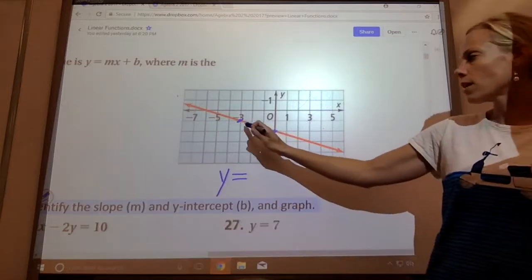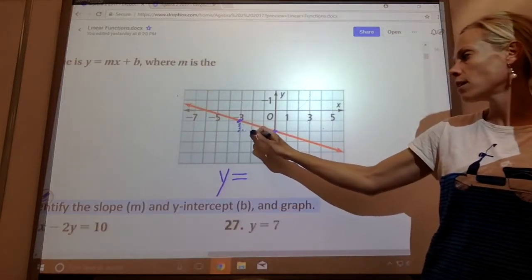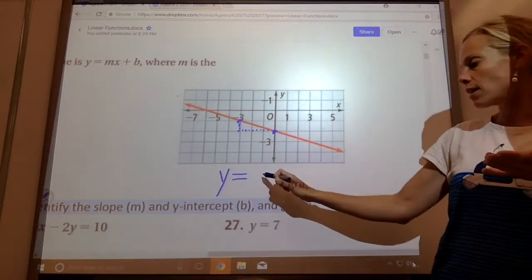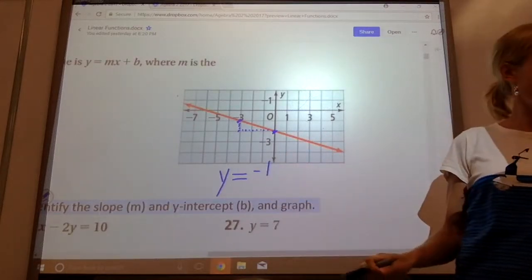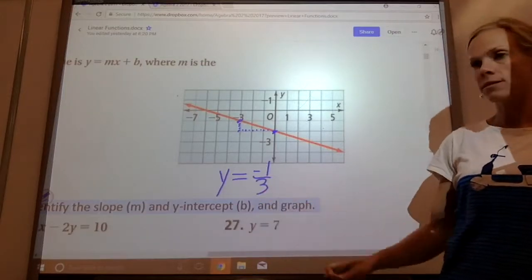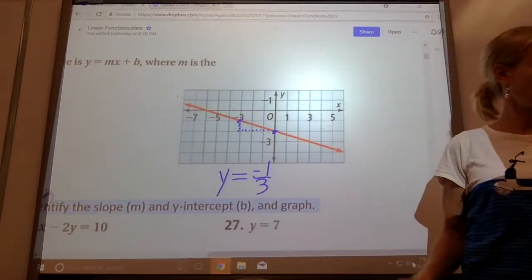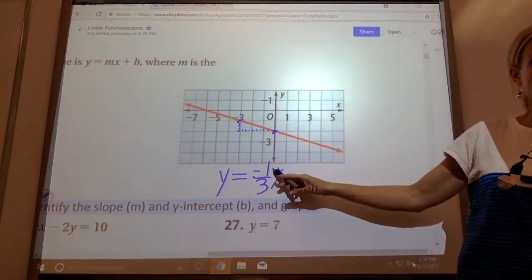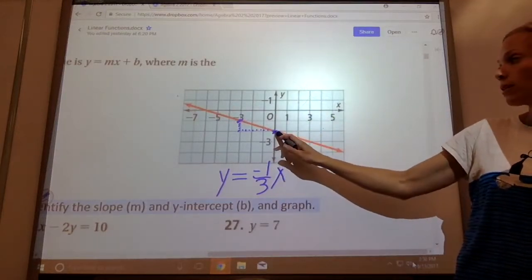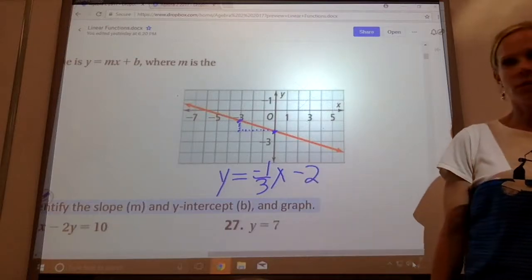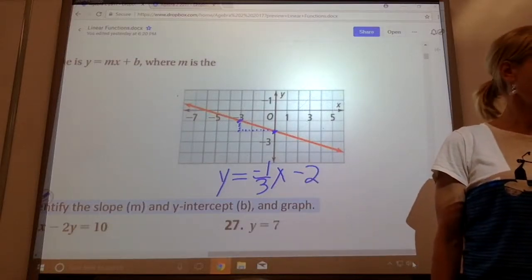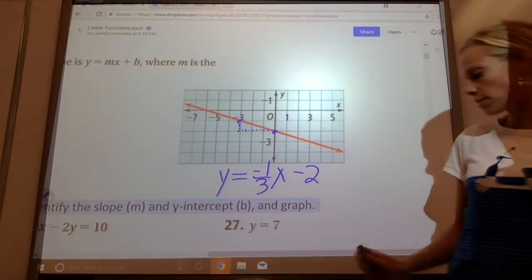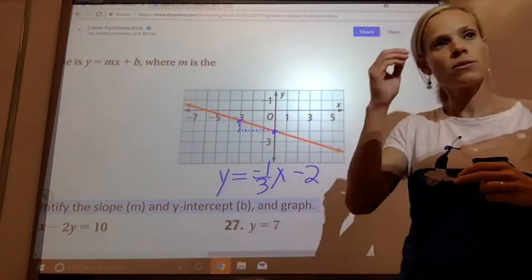So rise over run, I'm going down 1, right 3. When you go down, that's negative. Down 1, but right 3 is positive. So it would be -1/3. And then I need the y-intercept, which is on the y-axis. The y-intercept would be -2. There's my equation. So slope and y-intercept, those are the two main things you need to get slope-intercept form.